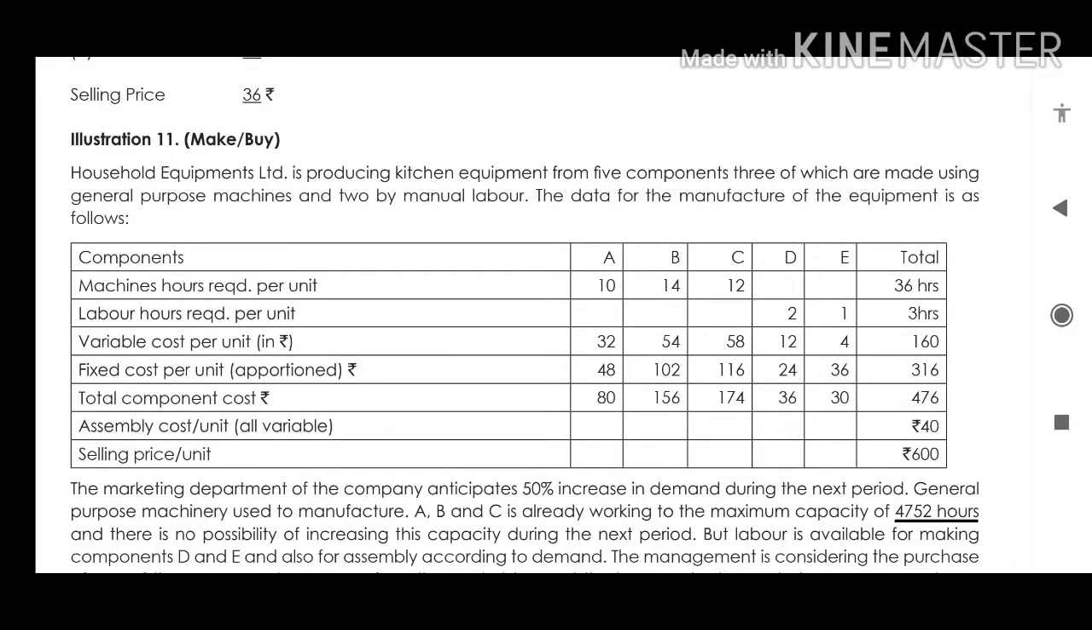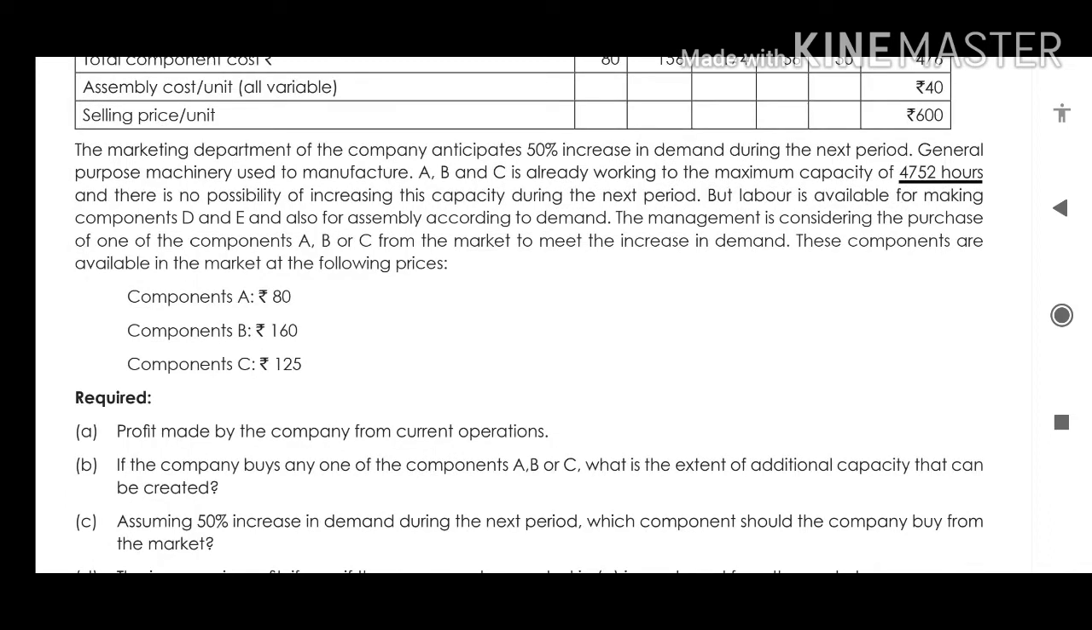Illustration 11. Household Equipments Limited is producing kitchen equipment from 5 components, 3 of which are made using general purpose machines and 2 by manual labor. The hours, cost and selling price are given. The marketing department anticipates that there will be a 50% increase in demand during the next period. A general purpose machinery has the maximum capacity of 4,752 hours and there is no possibility of increasing this capacity. But labor is available to meet the increased demand.